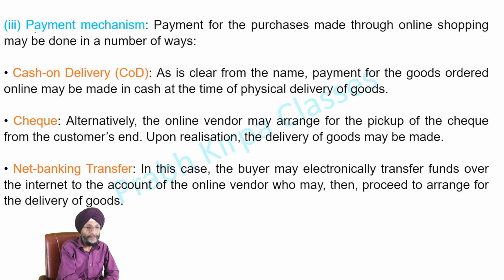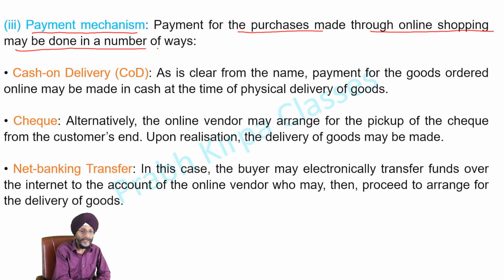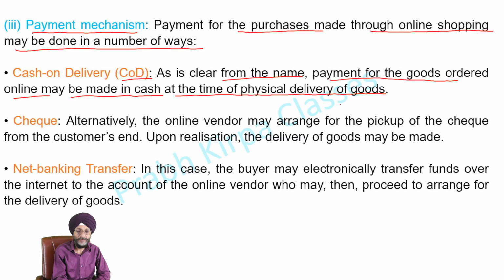Third, payment mechanism. Payment for the purchases made through online shopping may be done in a number of ways. First is cash on delivery, that is COD. As is clear from the name, payment for the goods ordered or services ordered online may be made in cash at the time of physical delivery of goods.